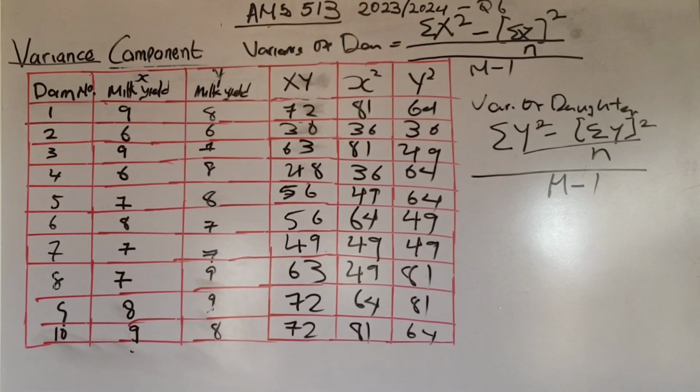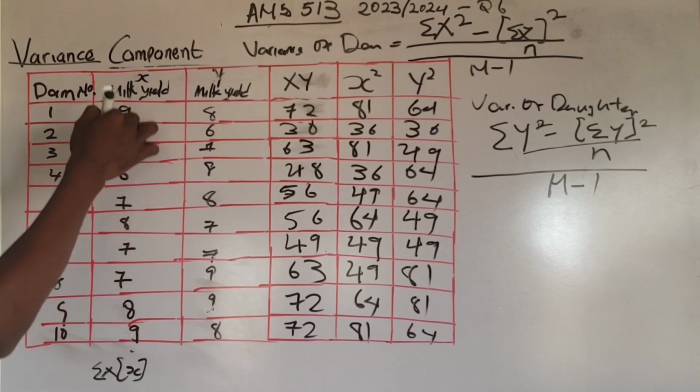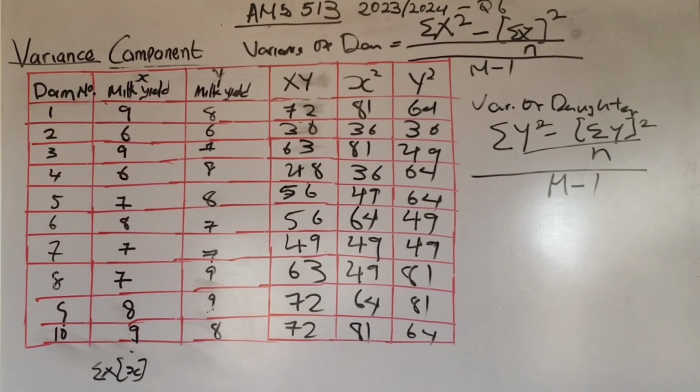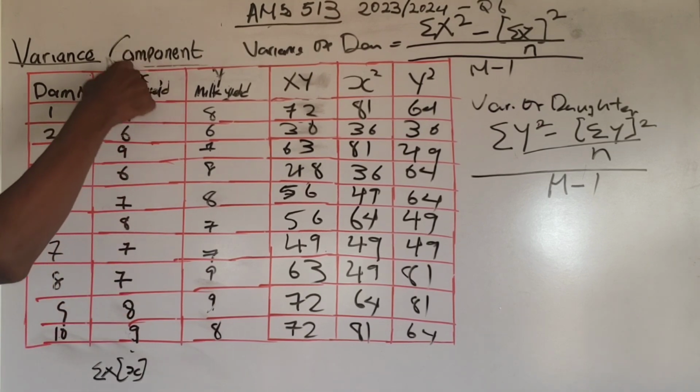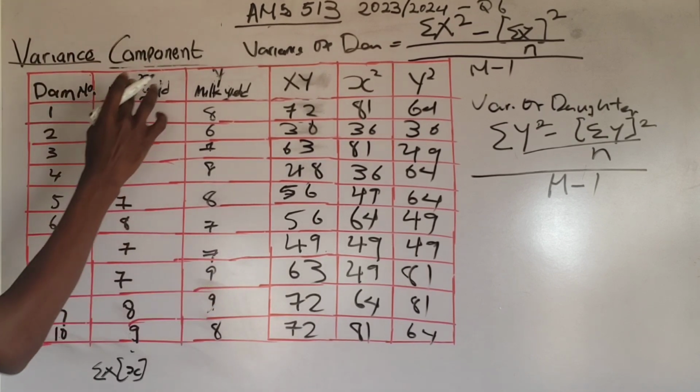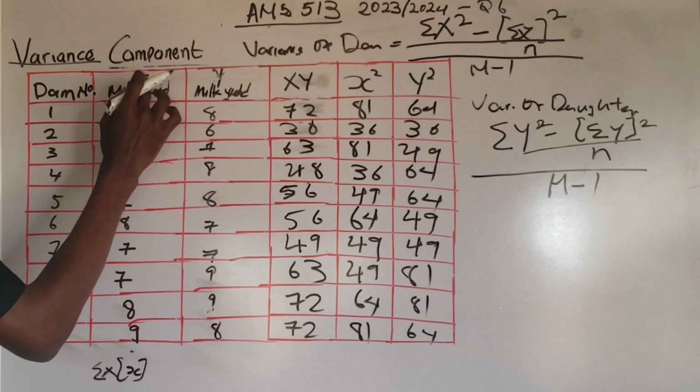Okay. So summation x, which is this, we add all of these together. 9 plus 6. Please punch your calculator. I have a question, sir. What's your question? The one that you wrote beneath, summation x. Yes, this is the summation of the x. So for this x, it is telling us that we want the summation of the mother's, which is the dam's milk yield.